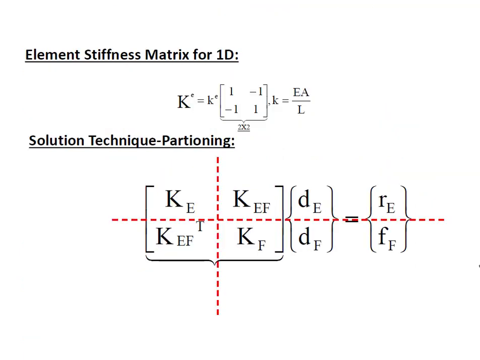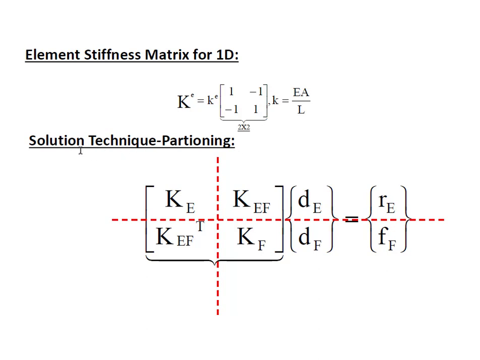So let's recall some basics. The element stiffness matrix that we have derived in class for 1D problems consists of a constant Ke, which is equal to EA over L, times the matrix [1, -1; -1, 1].